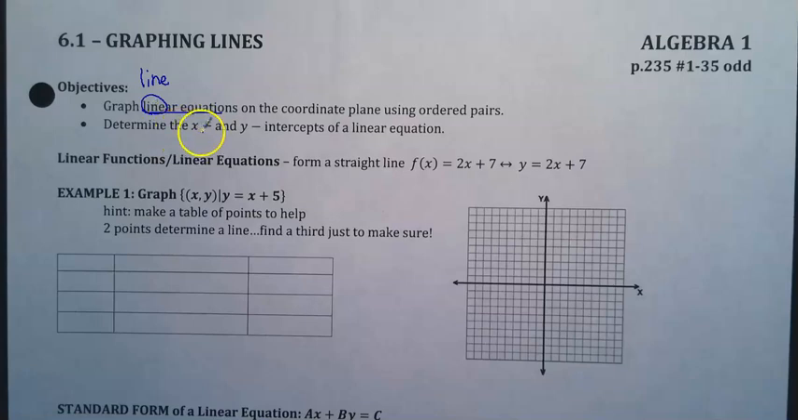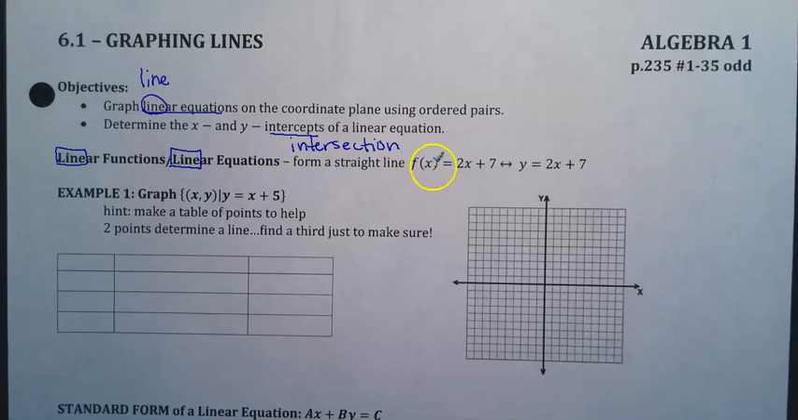And we're going to determine the x and y intercepts of a linear equation. An intercept is the same thing as like an intersection. It's where the line we're graphing crosses x and where it crosses y. That's all an intercept is. So linear functions or linear equations, again, notice this word line in there. They form a straight line.